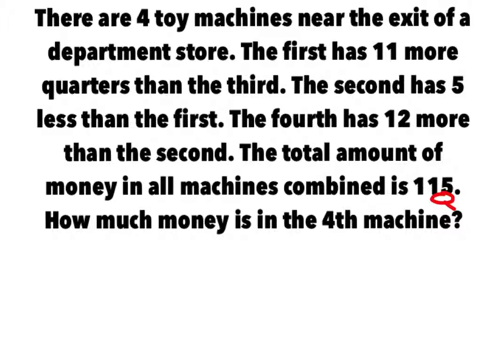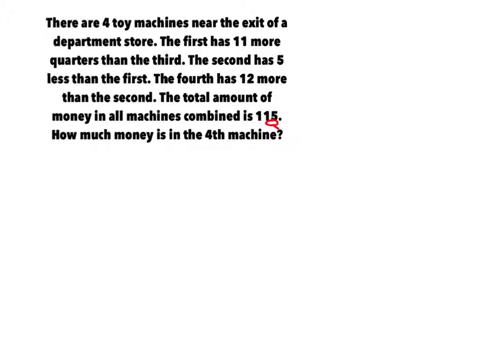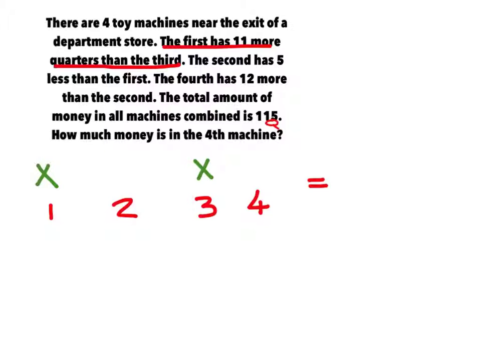Okay, so we have 4 toy machines, and we're going to lower this down so we can have room to work. 4 toy machines. The first one has 11 more than the third, 11 more quarters. Is the third one mentioned anywhere else in the problem? No, so we have 1, 2, 3, 4 toy machines, and for the third one we'll let that one be the one we don't know. And the first one has 11 more quarters than the third, so what do we put for number 1? X plus 11, yeah.